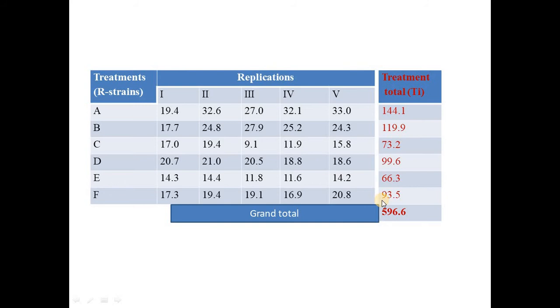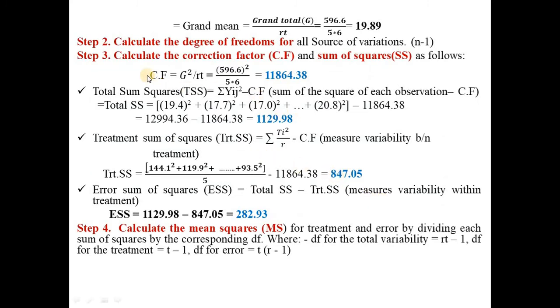After we have got the squared sum values of each observation, we have to subtract the correction factor in order to obtain the total sum square value, and we'll have this value. The next step is estimating the treatment sum square. In order to obtain this one, we have to square and sum the treatment total values and divide by replication and minus the correction factor, and it measures the variability between the treatments.